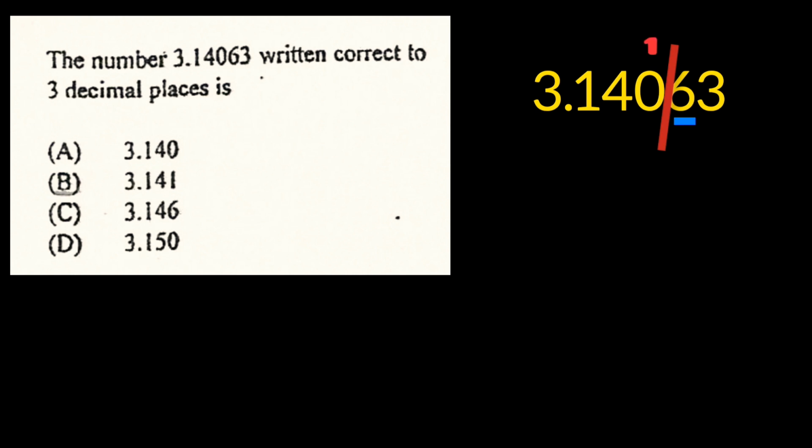Write down your number, look at your number, and then count after the point. So after 3 places after the point, you draw your line, look at the number that comes after the line. If it is 5 or more, add 1. So you add 1 there, and so our answer is B, 3.141.